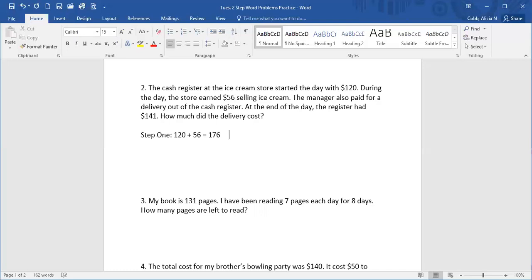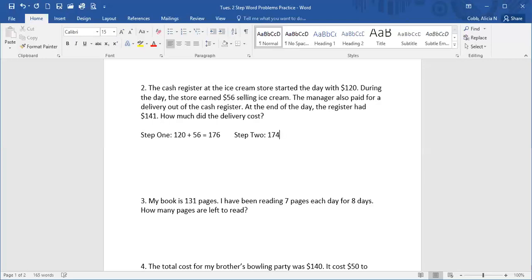But now I have to do my second step, and I have to figure out my delivery cost. So that means I need to find the difference. And there's only one operation where you have to find the difference of something. I'll give you some think time so you can figure out which operation it could be. And if you said subtraction, you are correct.